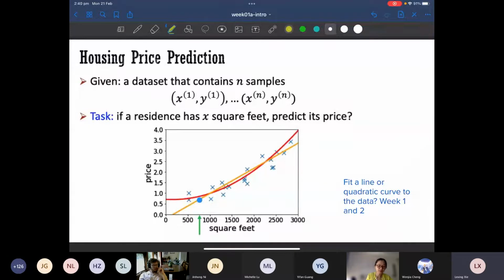So the task here, describing machine learning by task, experience, and metric, is basically: given a residence has X square feet, predict its price Y. The simplest hypothesis we could express on this is, oh, it might be a line or it might be a quadratic curve.